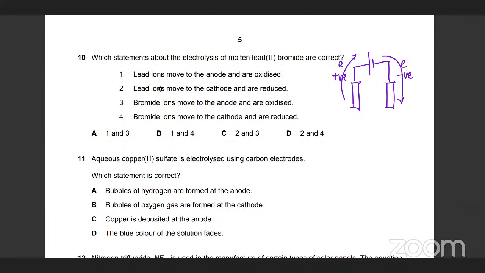Lead bromide, which two ions do you have in your solution? Pb 2 plus goes to the cathode and bromide, Br negative, goes to the anode. So Pb 2 plus would gain 2 electrons, and it would form Pb. And Br minus would lose electrons. But remember, group 7 is diatomic, so double it. It's going to lose 2 electrons, it would form Br2, and 2 electrons would be produced. Anyway, the electrolysis is done.